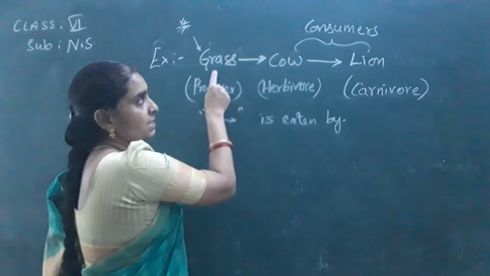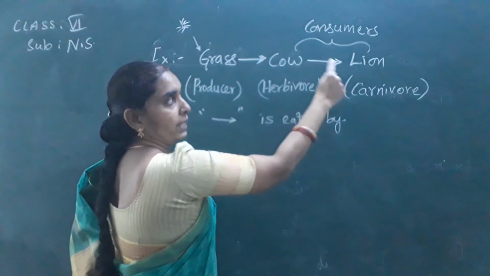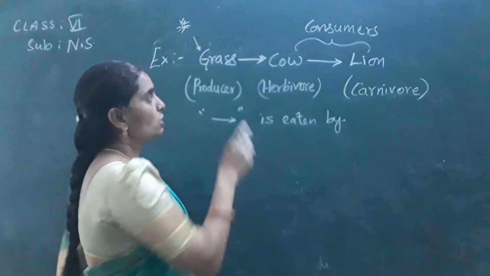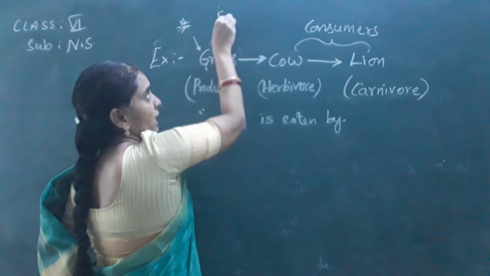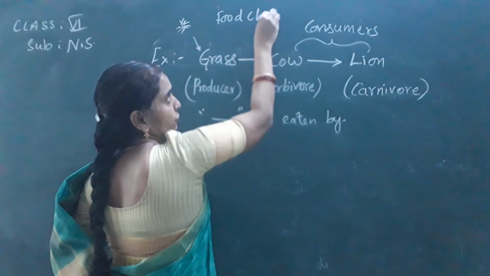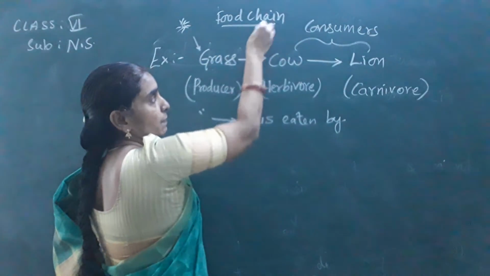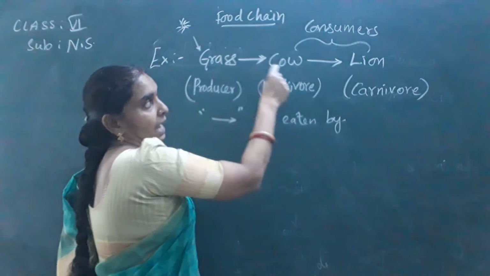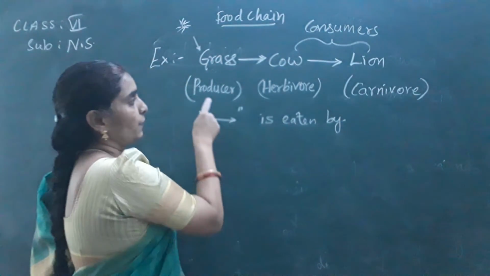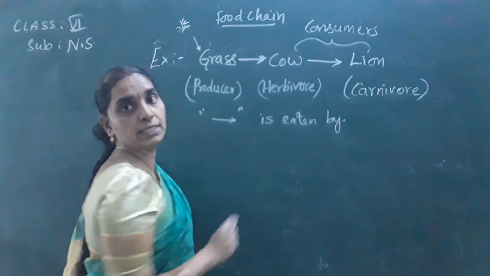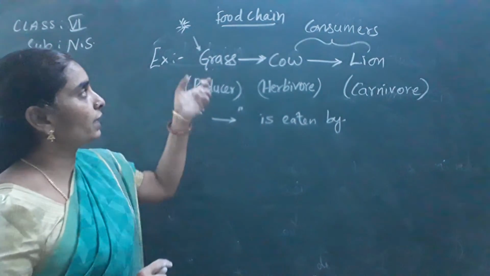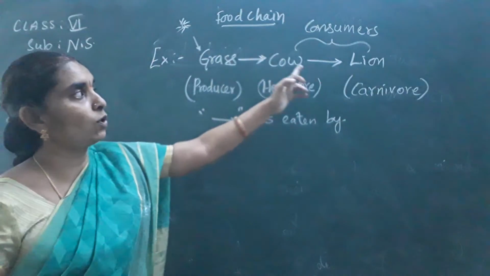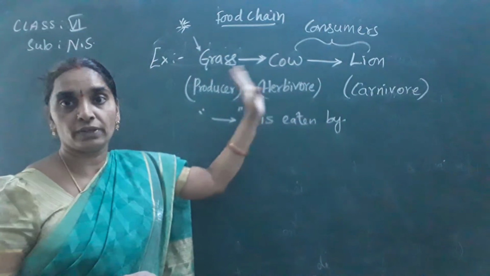Clear? So grass is eaten by cow. Cow is eaten by lion. So this forms a food chain. It's a food chain between the plants and animals. It's producers and consumers. Is it clear, children? So here a link is formed with the help of an arrow. The link is formed for food.